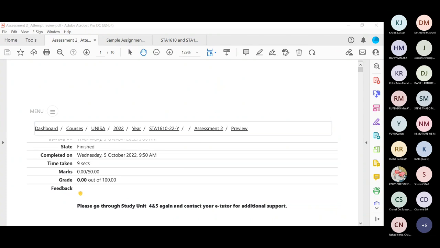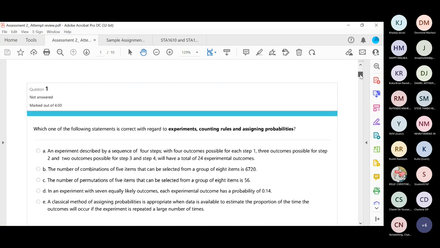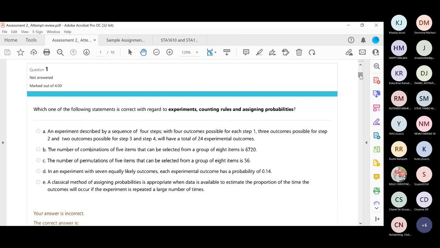Okay, so let's start with question one. Which one of the following statements is correct with regards to experiment, counting rules, assigning probabilities? Number A, an experiment described by a sequence of four steps and four outcomes possible for each step. Step one, three outcomes possible for step two, and two outcomes possible for step three and step four, will have a total of 24 experimental outcomes.